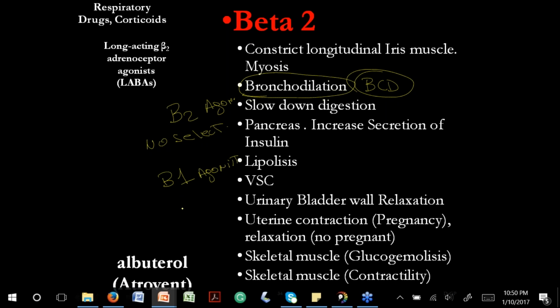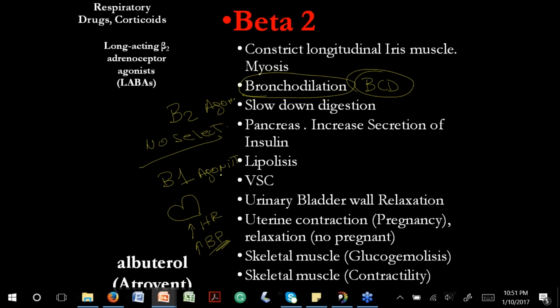So what is beta-1? Remember the heart, right? One heart, two lungs, remember? So one heart, beta-1. If you have an excess or overdose of beta-2 agonists, they are going to produce an increase of the heart rate. If you increase the heart rate, what happens? You increase the blood pressure. We are going to talk about the physiology of the heart another time as a review.